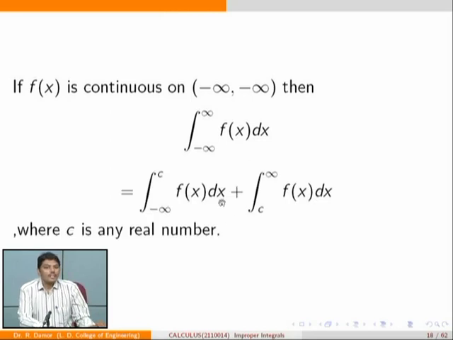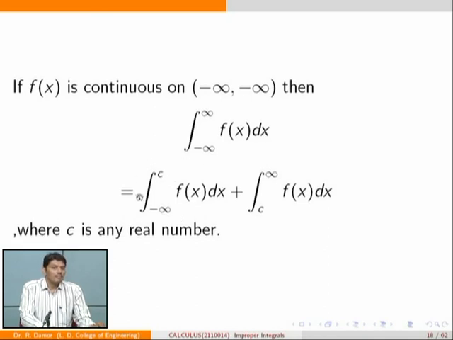Now see how I can write this. I can rewrite the integral from minus infinity to infinity of f(x) dx as the integral from minus infinity to c plus the integral from c to infinity. So I can divide this interval into two parts, minus infinity to some fixed number c, plus that fixed number to infinity. Here c is any arbitrary real number. So this is your first part, minus infinity to c.